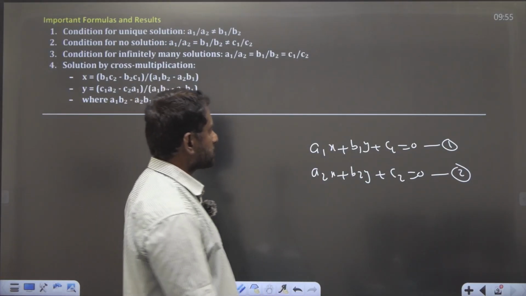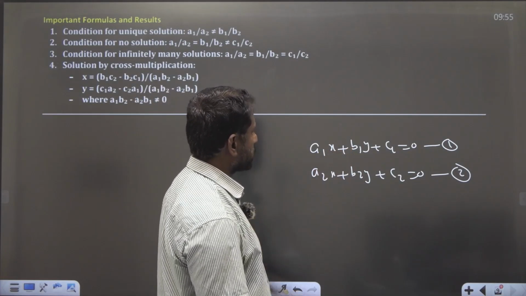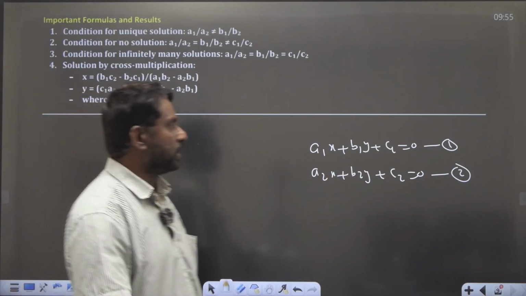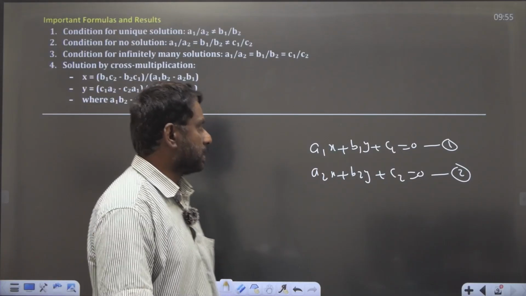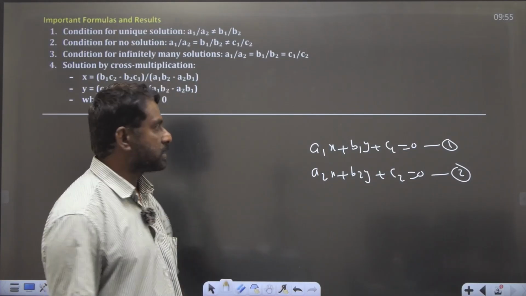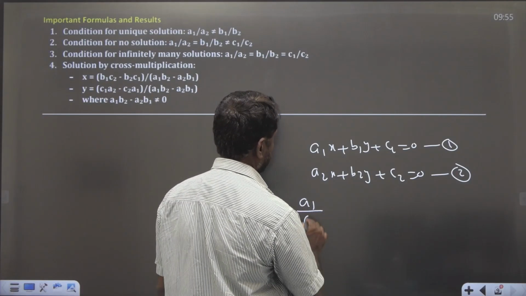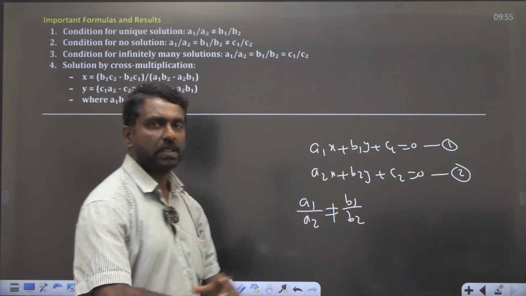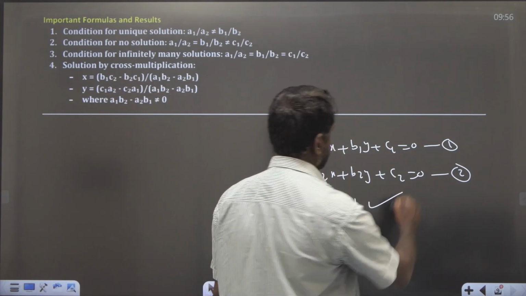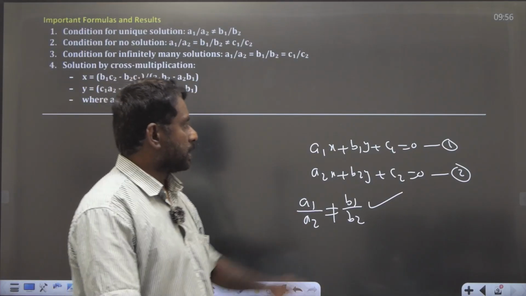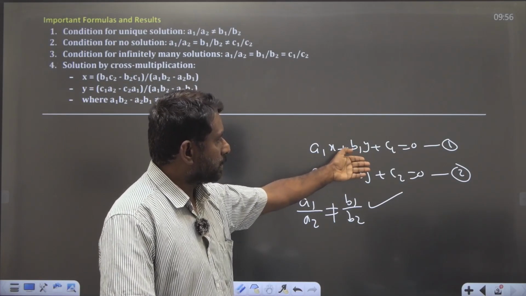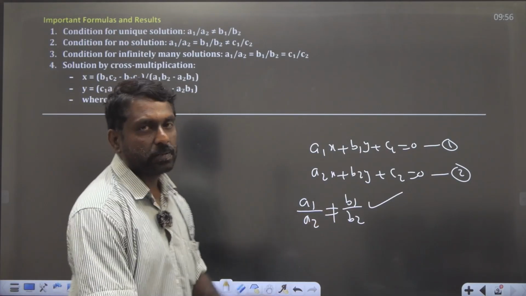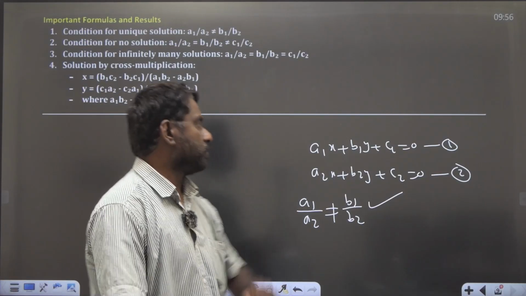Okay. a1 is the coefficient of x in the first equation. The solution exists only when these two equations are consistent. In two cases, the equations are consistent. One is a1 by a2 not equal to b1 by b2. There is no need to check c1 and c2. The system is consistent and there exists a unique solution. If a1 by a2 not equal to b1 by b2, the system is always consistent and there exists a unique solution.